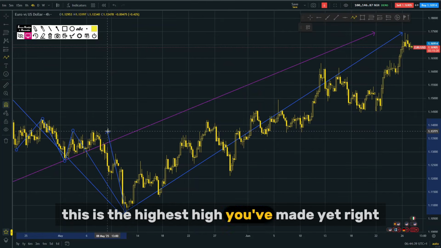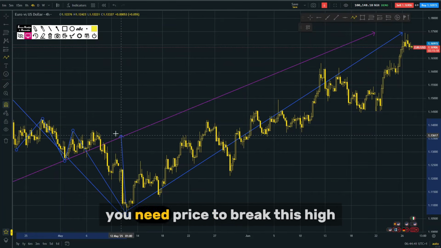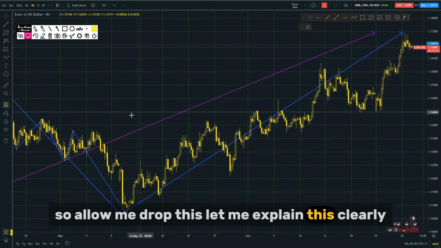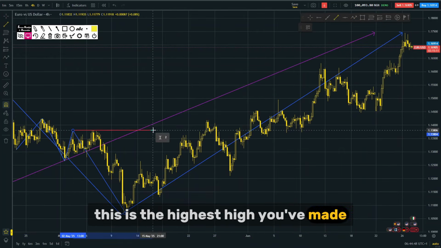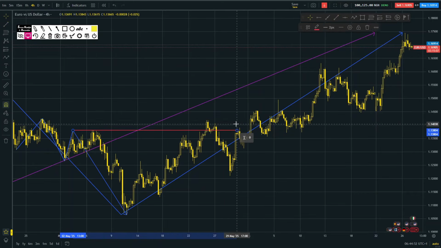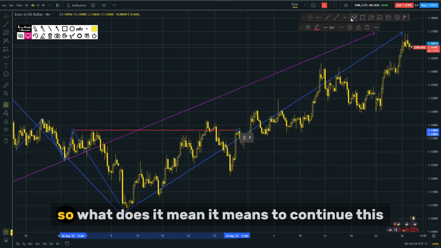This is the highest high you've made yet, right? You need price to break this high. So allow me to drop this. Let me explain this clearly. This is the highest high you've made. Until price breaks this level, structure has not changed. So what does it mean?